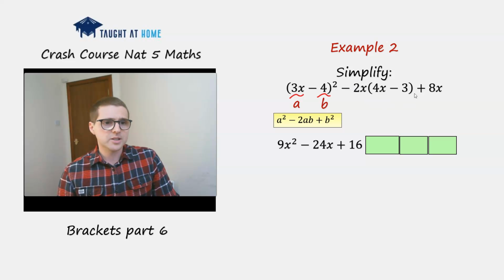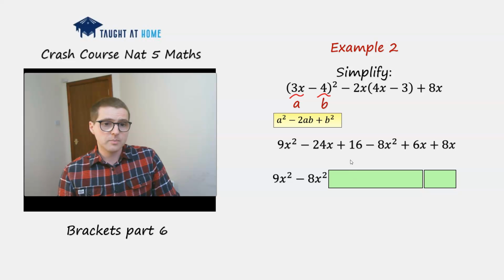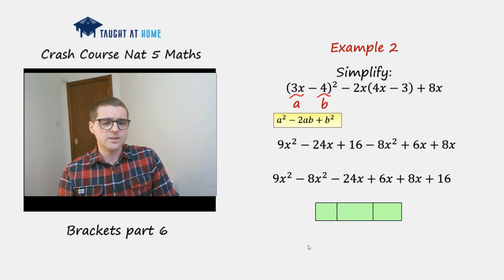Now we can expand the right bracket, so we've got minus 2x times, remember it's minus 2x times 4x, so that's minus 8x squared, minus 2x times minus 3 is positive 6x, and then plus 8x at the end. Now we can collect like terms, so we've got 9x squared, and we've got minus 8x squared. We've got now the x terms, so we've got minus 24x plus 6x plus 8x. And we've got 16 at the end, so we've got plus 16.